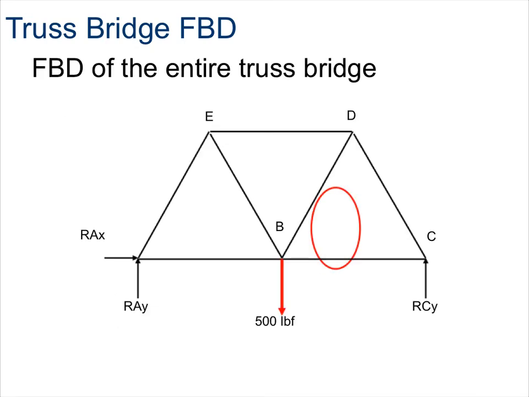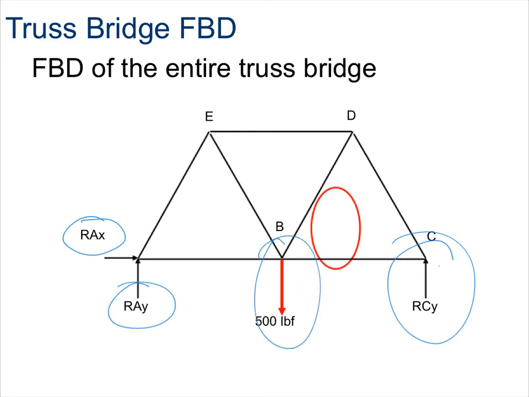Here you can see the free body diagram of this entire truss bridge. Recall that on the left side at joint A, we had a pin support. So we have two reactionary forces, RAX and RAY. We had on the right side at joint C a reactionary force for this roller. We call that RCY. And then we had 500 pounds of force in the downward direction. That was our weight.